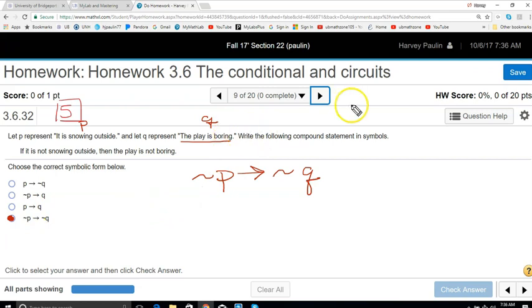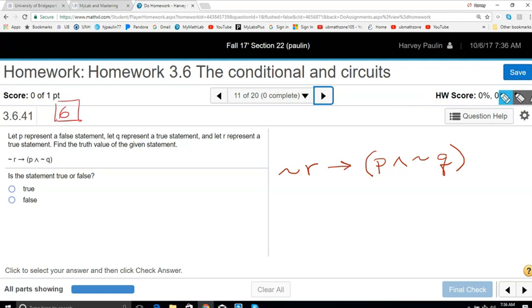So again, you're learning symbolic logic and then use of truth tables, applying symbols to statements. And that's what this section and these sections has been about. All right, let's go on.